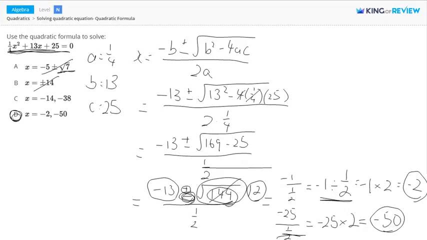And option C says negative 14 and negative 38. Well, we added the 12 to the negative 13 and got the negative 2 value, and subtracted the 12 to get the negative 50. So we're pretty sure about these values, and this can't be right. And that's why our answer to this question is going to be D.